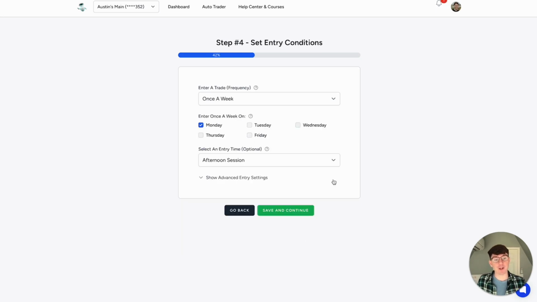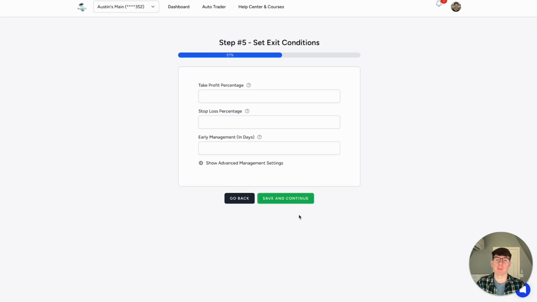Next, now that I told it how I want it to execute a trade, now I need to tell it when to. And so when do I want this trade to enter? For most of you guys, you'll just be doing it once a week. If you have a larger account size, you'll do it twice a week and things like that, but I'll just do once a week for now. So once a week on Wednesday is what this is set to. So every Wednesday I'll place the trade.